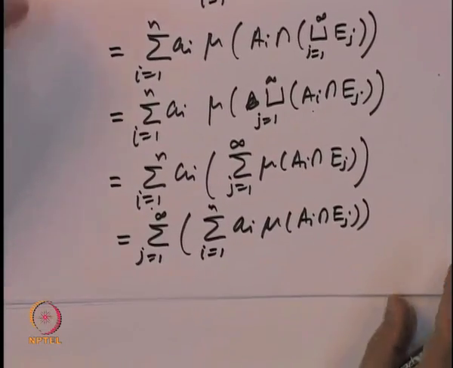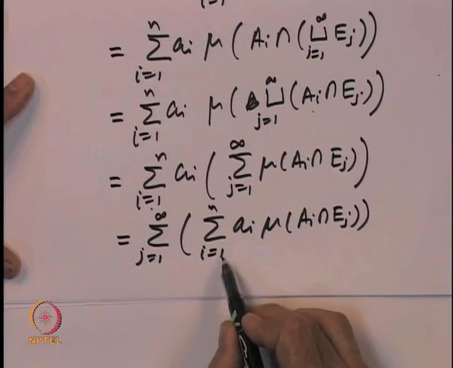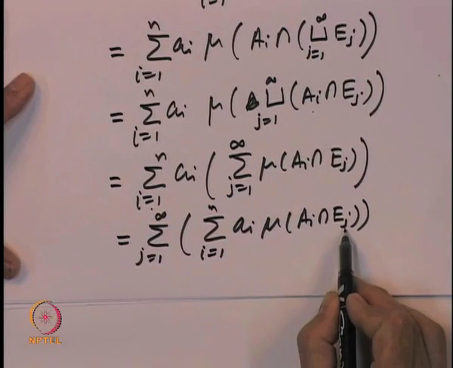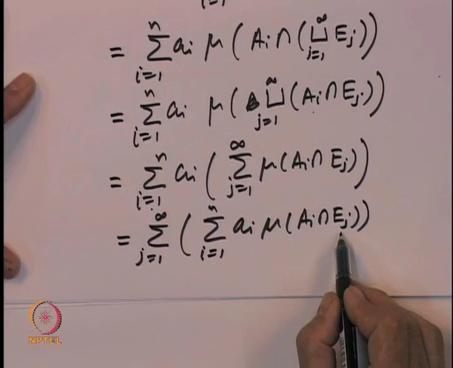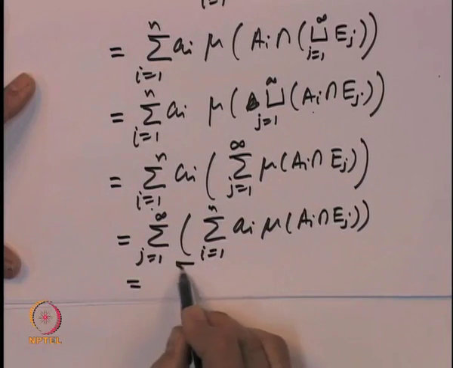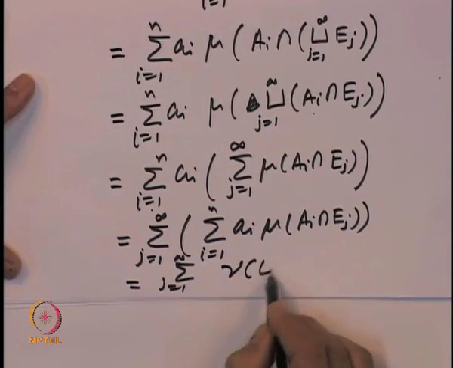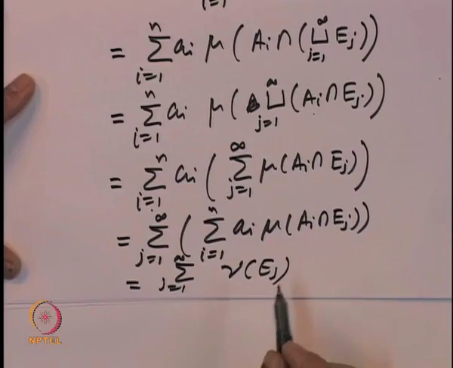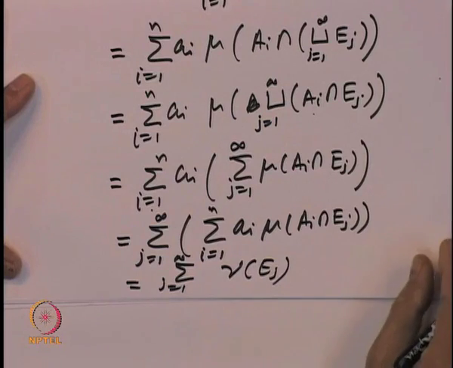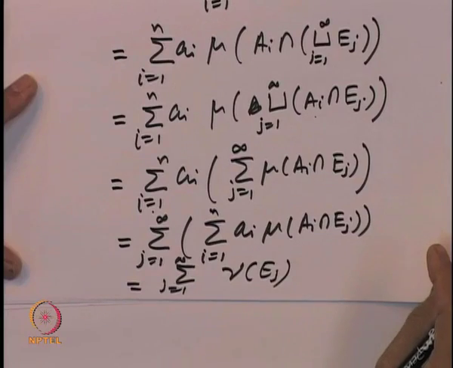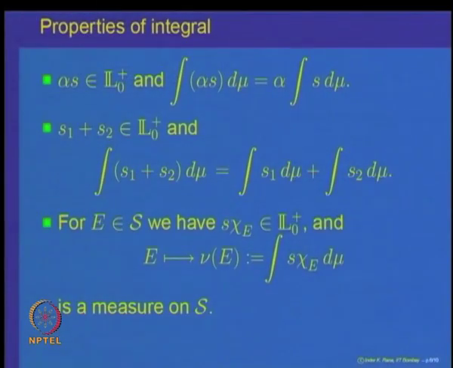Okay. So, we write this as this. Now, note that the term summation over i of a_i mu of a_i intersection E_j is nothing but nu of E_j, right. So, by definition, this is summation over j equal to 1 to infinity of nu of E_j. So, we have shown that nu of E is summation of nu of E_j whenever E is equal to the union of pairwise disjoint sets E_j. So, that proves that nu is a measure.